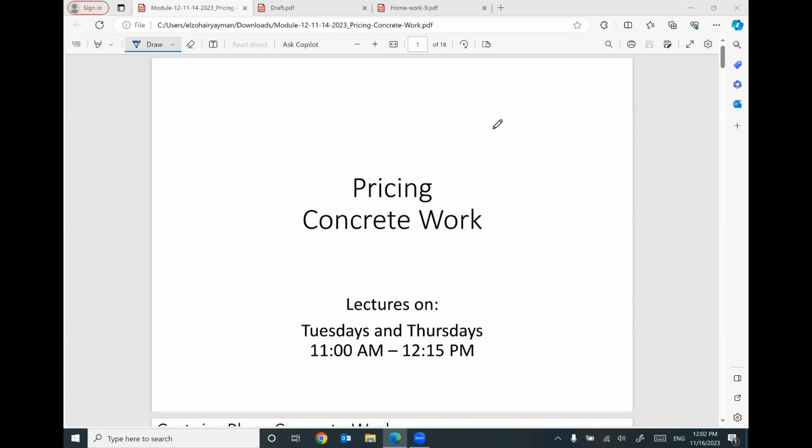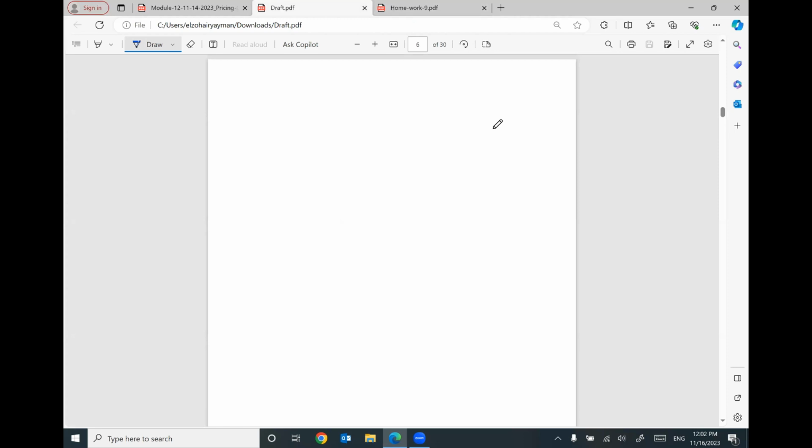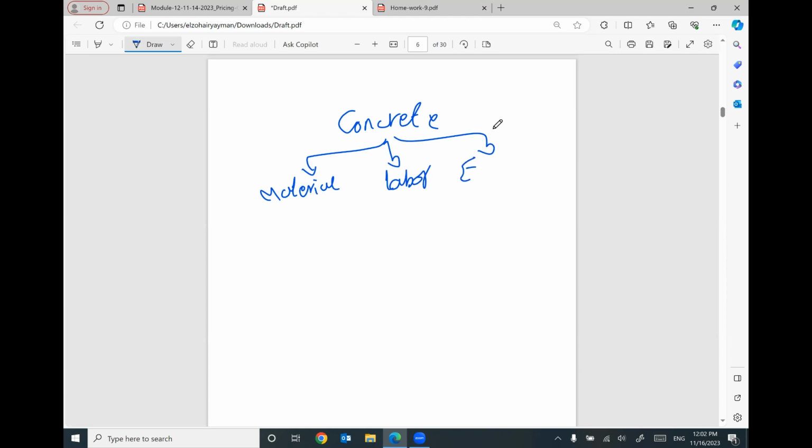We are talking about pricing concrete work. So when we are talking about concrete, we need to figure out the price for material, the price for labor, and the price for equipment. As a material, as a concrete, we need to figure out what is the cost of the material, what is the cost of labor, and what is the cost of equipment.